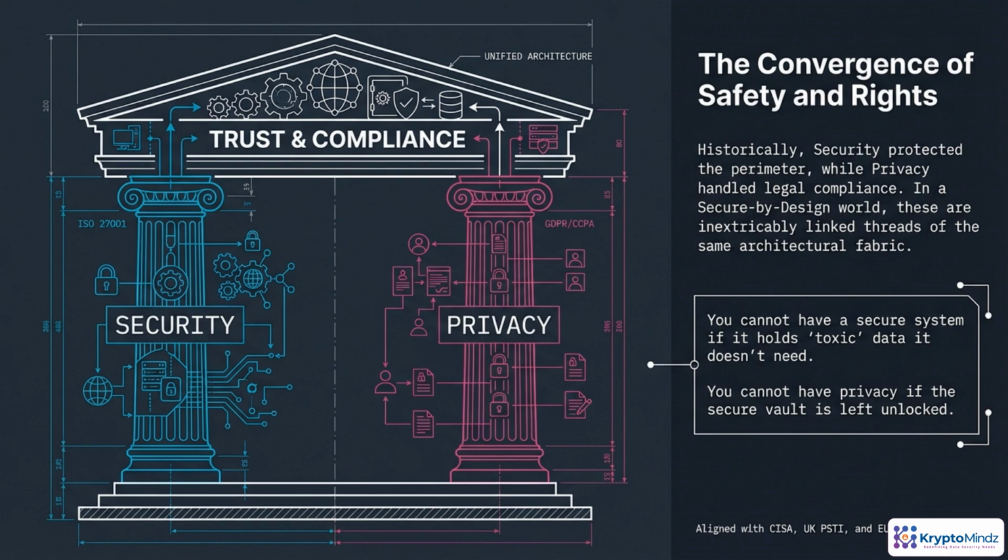Traditionally, security focused on keeping attackers out, while privacy focused on keeping regulators satisfied. Secure by Design merges these into a single obligation, protecting people and their data as one system. You can't be secure if you keep toxic data you don't need, and you don't have privacy if your secure vault is effectively left unlocked.